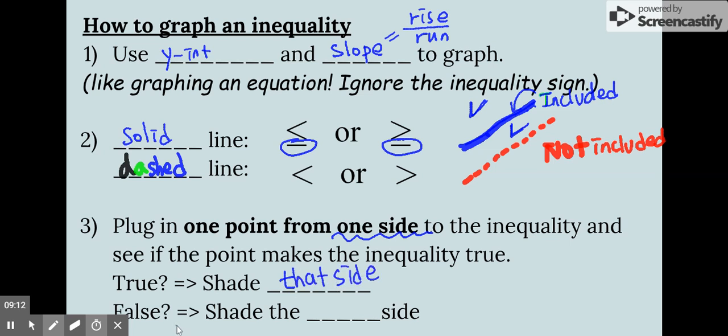Let's say you plug this point A into the inequality. If it's true, then you shade it. If it's not, you're going to shade the other side. If it's false when you plug in A, it means that the answer is going to be the other side.